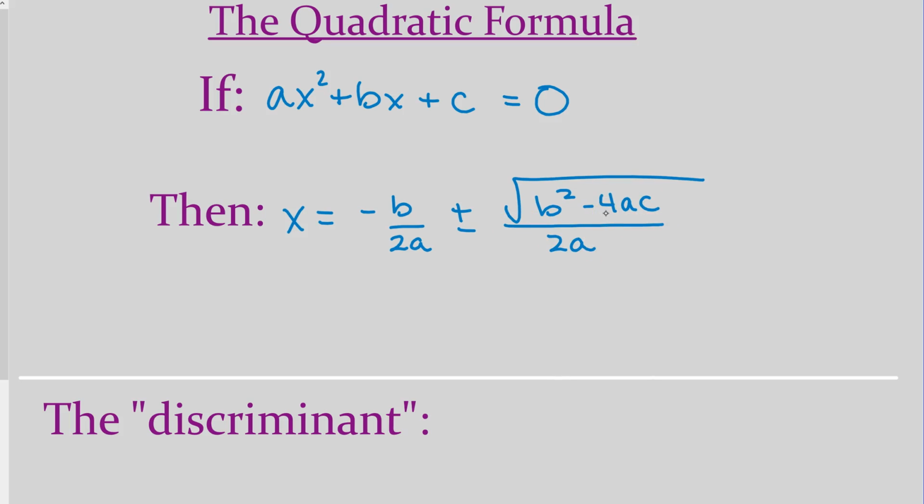Now, I know that most of you have seen this before as a single fraction like this. X equals opposite of b plus or minus the square root of b squared minus 4ac all over 2a. Yes, that's equivalent. There's nothing wrong with it, but I have my reasons for liking it this way better.